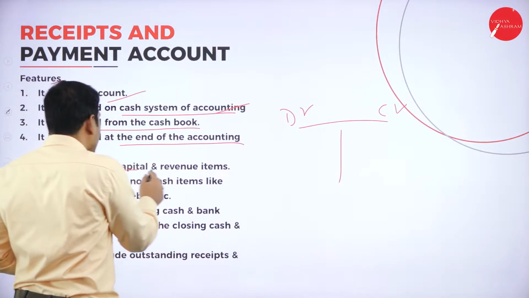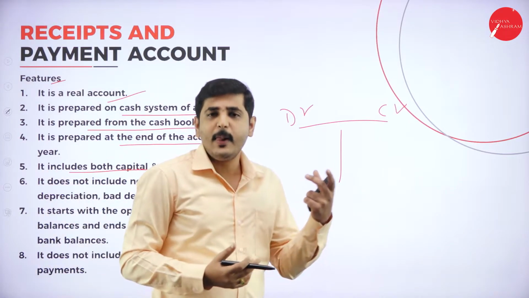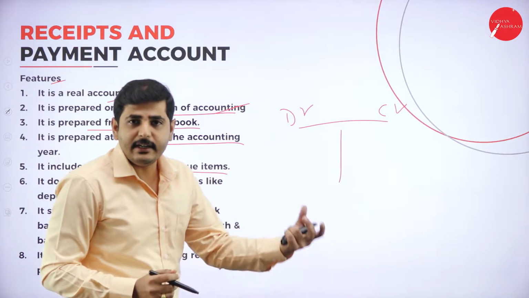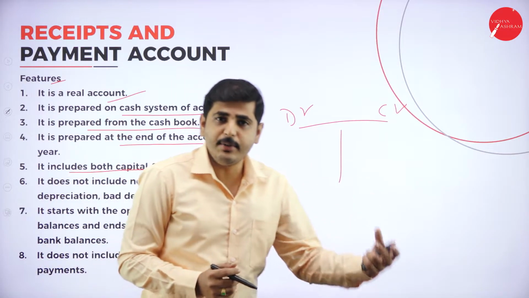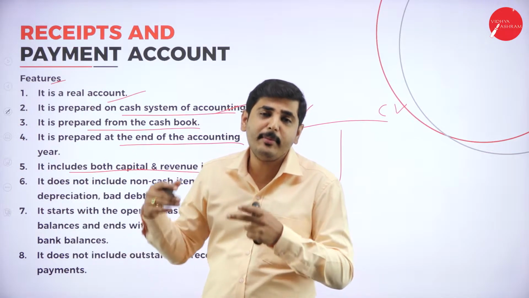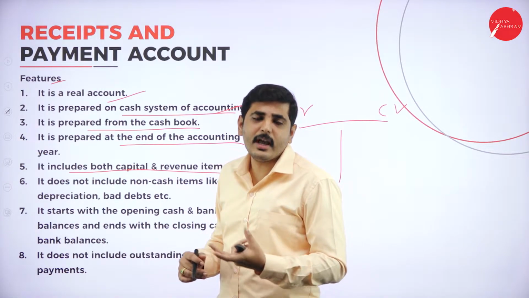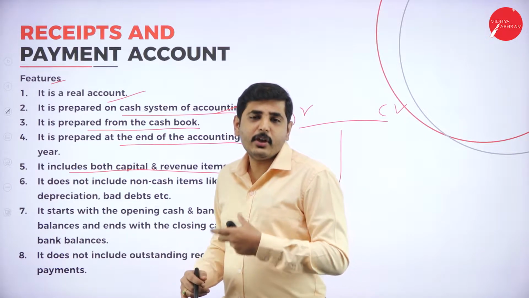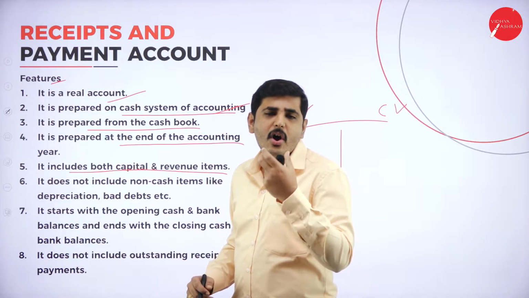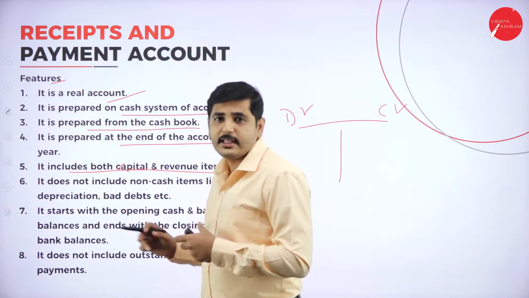Next one, it includes both capital and revenue items. So you may have purchased capital items. For example, purchase of machinery for cash, sale of machinery for cash, received interest in cash, paid commission through cash, and also purchase of a building. So it may be a capital item. Either you paid for a capital item or received an amount as capital income. If you paid for revenue items or received revenue income, all forms of cash payments and cash receipts should go to the receipts and payment account.